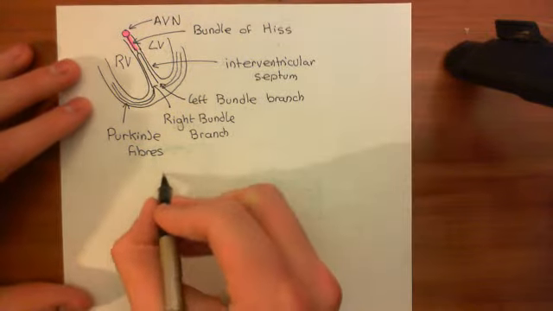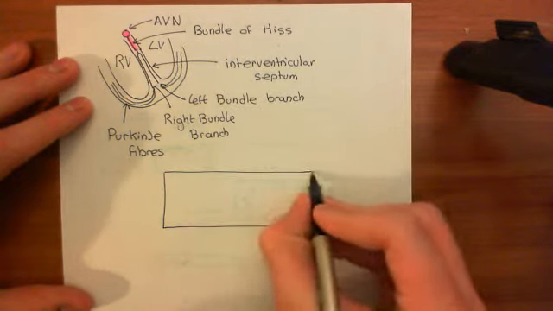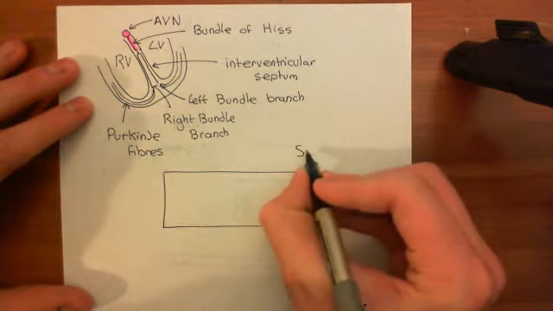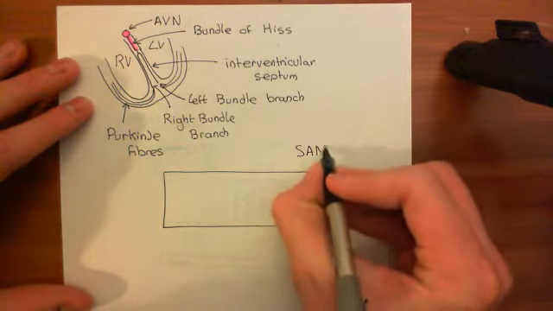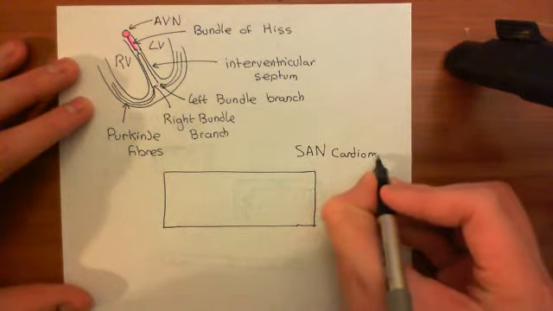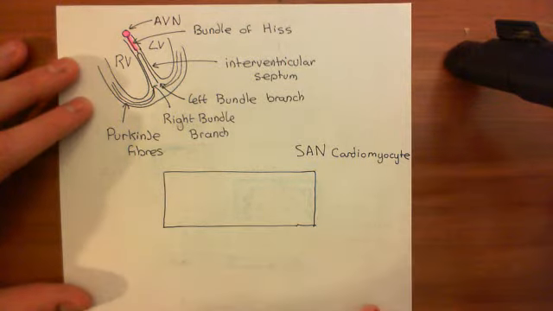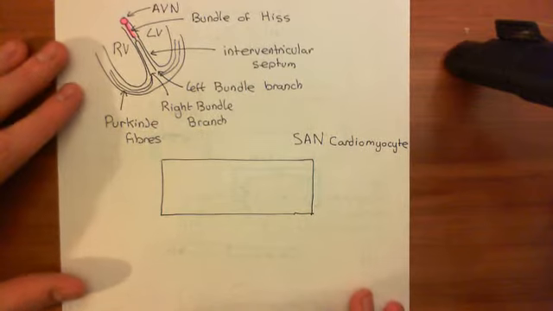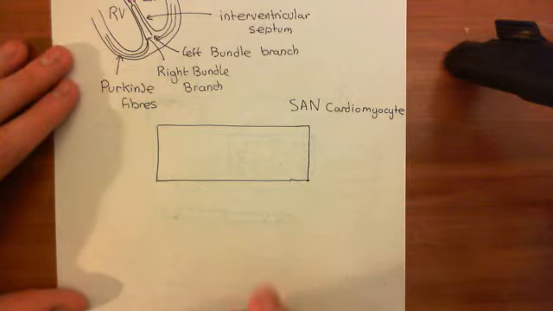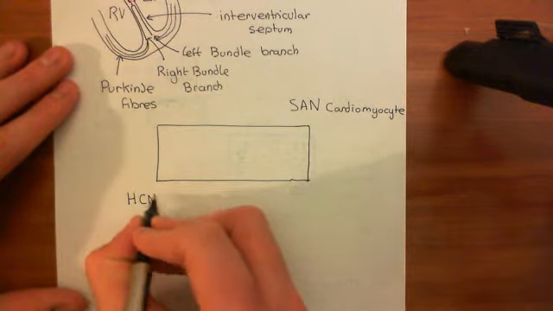Okay, so let's take one of these specialized cells that we have within the sinoatrial node. Let's say that this is a special sinoatrial node, SAN, cardiomyocyte. We want to see what these cardiomyocytes have which is special that allows them to generate spontaneous action potentials. Well, basically the thing that they have is something called an HCN cation channel.